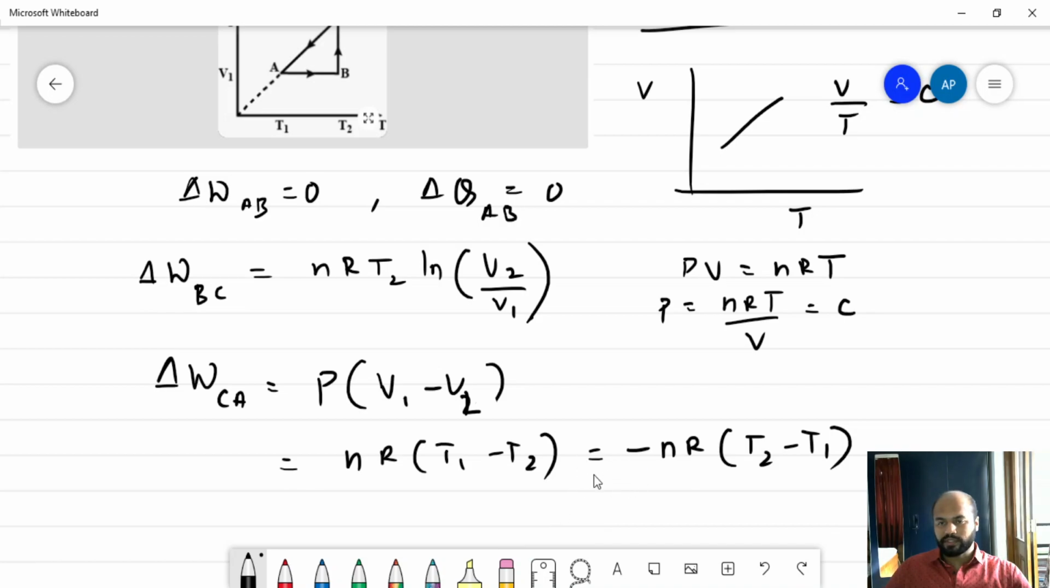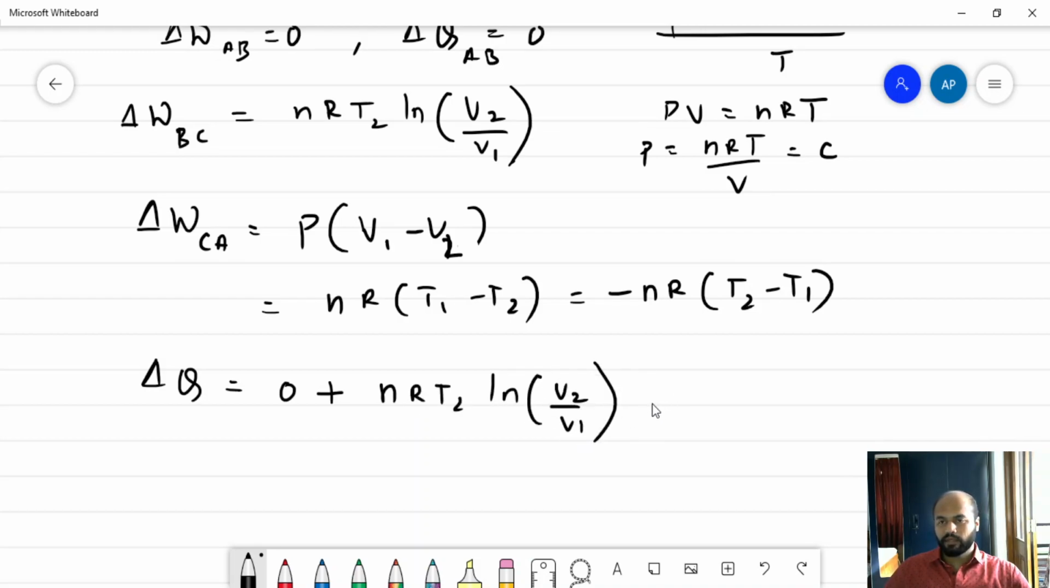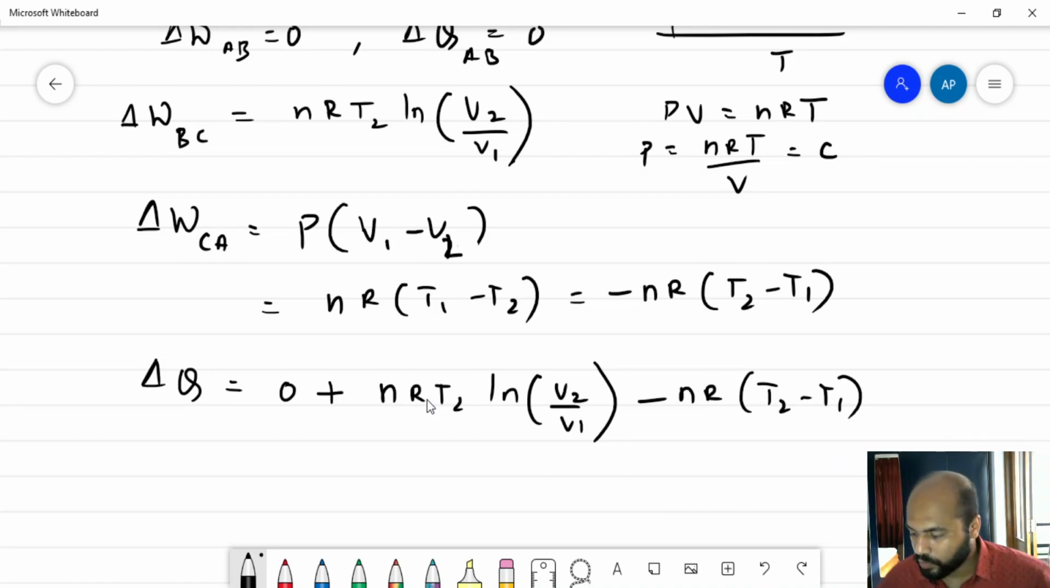Now, after we follow this, we can add all of them, and that becomes the heat supply to the system, or the heat transfer to the system finally would be: the first, that is 0. Second one would be nRT2 ln (V2 by V1). And the third one would be minus nR (T2 minus T1). So that would be the net heat transfer to the system.